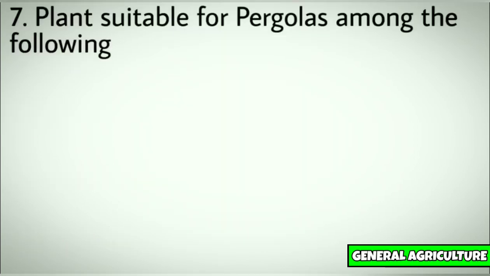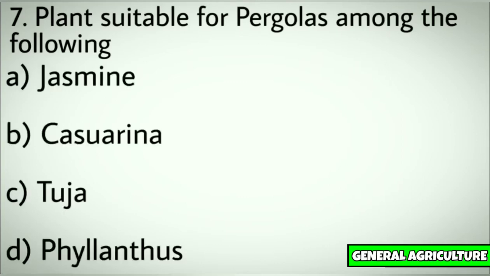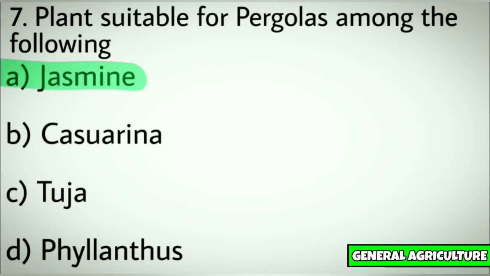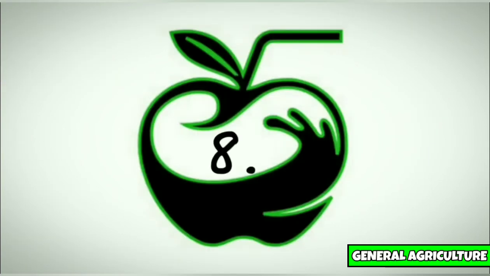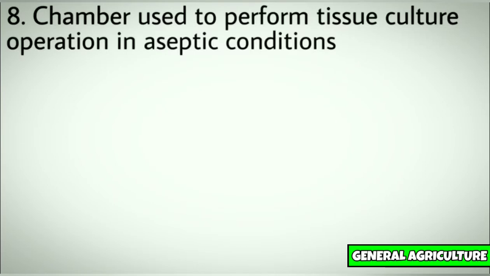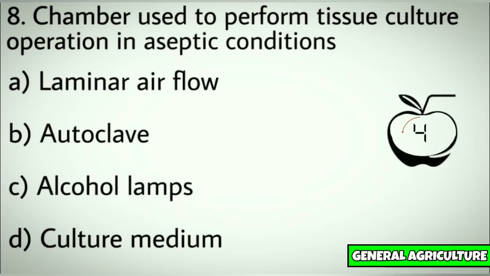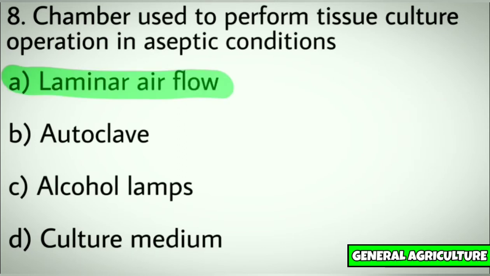Question number 7. Plants suitable for pergolas among the following? Options: A. Jasmine, B. Casuarina, C. Tuja, D. Phyllanthus. Correct answer: A. Jasmine. Question number 8. Chamber used to perform tissue culture operation in aseptic conditions. Options: A. Laminar airflow, B. Autoclave, C. Alcohol lamps, D. Culture medium. Correct answer: A. Laminar airflow.